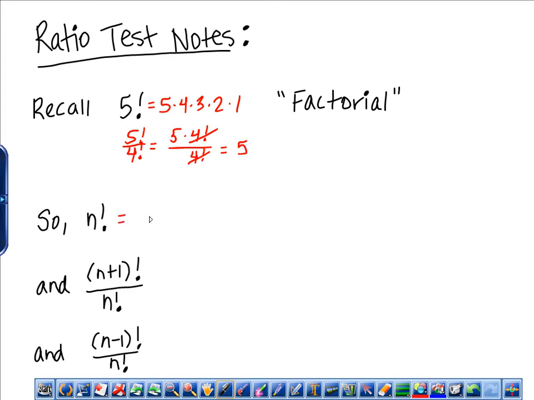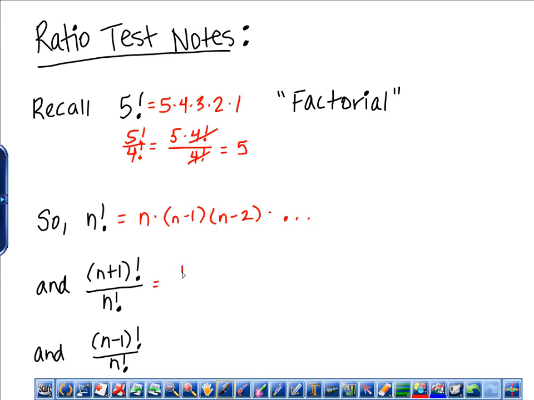So n factorial, where n is just an integer, would be n times n minus 1 times n minus 2 times, and then you just keep on going until you get on down to 1. We have no idea what n is, so we just write dot, dot, dot. So now let's simplify n plus 1 factorial over n factorial. We're going to use this in a minute. So if you're wondering why we are going to do this, you'll see in just a minute.